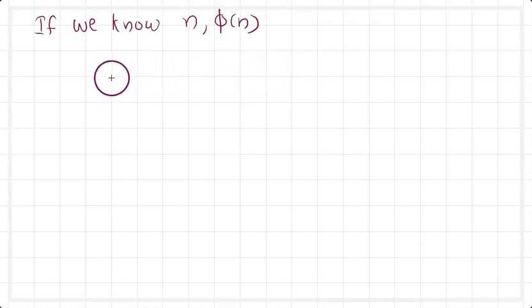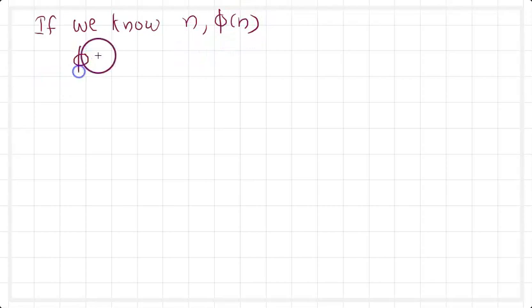Now, for the converse part, we need to show that if we are given the values of n and phi of n, then we can find the values of p and q also, and we need to find the time estimate for the computation of p and q also. First, let us try to find p and q using n and phi of n.